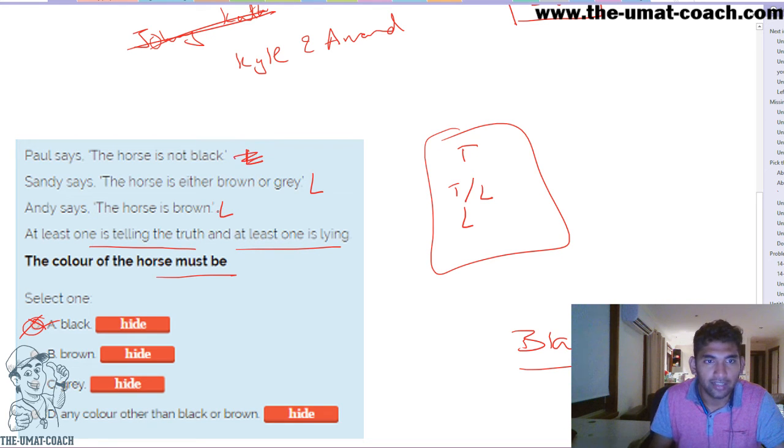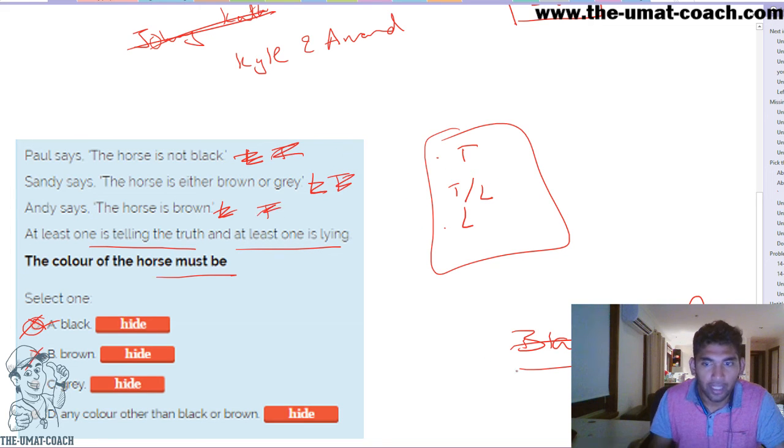Okay, let's take a look at option B, where we assume it's going to be brown. The horse is not black. True. Is it brown or gray? True. The horse is brown. Again, we have three true statements where we need one true and one false. The other can be anything. So that doesn't work either.